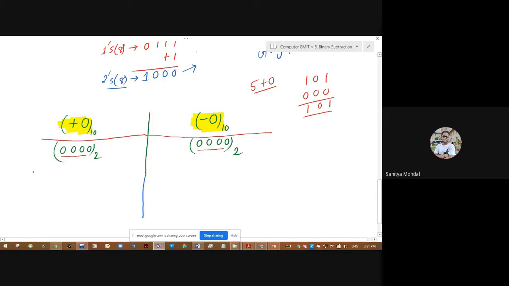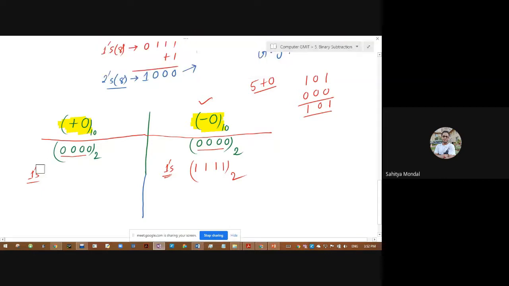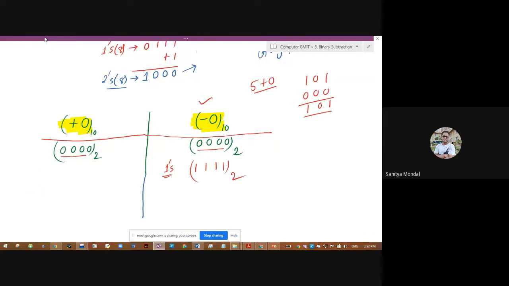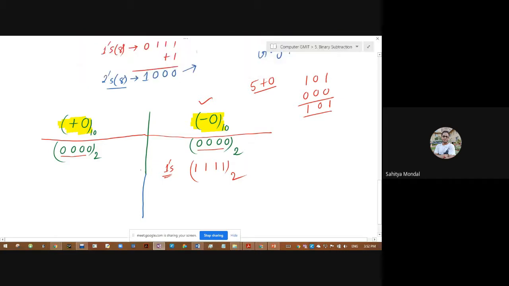So if I do one's complement, on the side I have written as negative 0, it becomes 1 1 1 1. So what is 1 1 1 1? 1 1 1 1 is negative 0, right? Because I told you that in one's complement it is called a negative number.